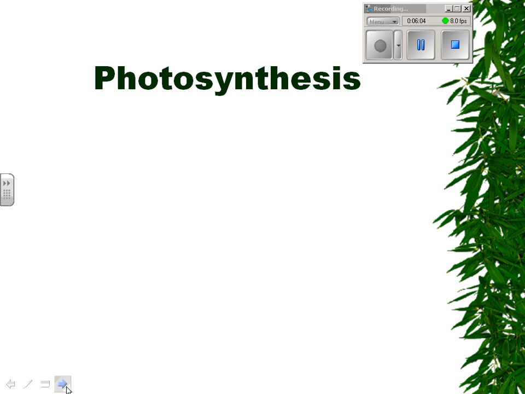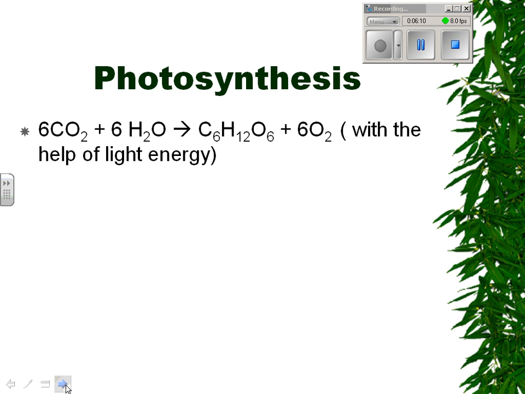So, photosynthesis. What actually is going on here? Well, the chemical reaction should look a little bit familiar. Plants take in CO2, and where do they get that from? They get it from the air. They take it in from the air through little holes in their leaves called stomata.